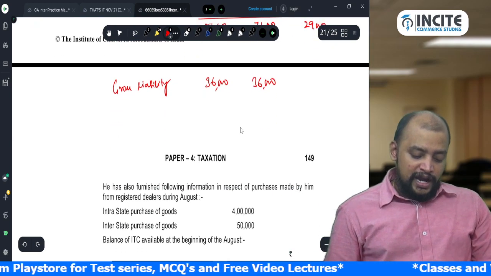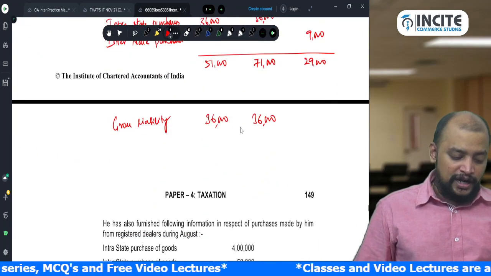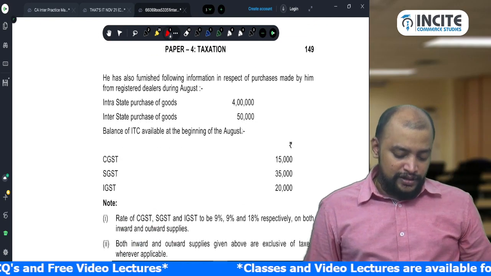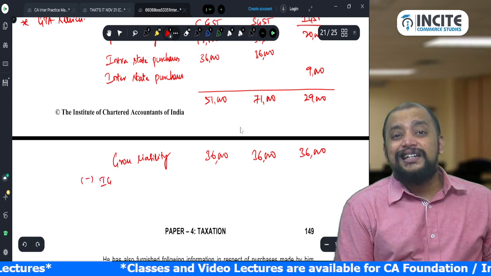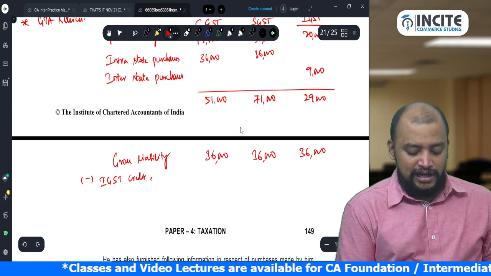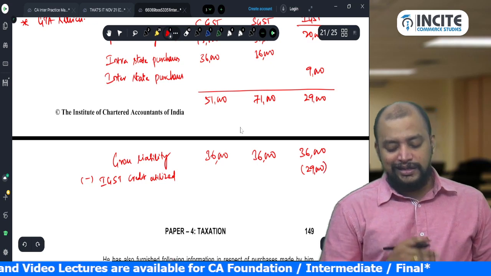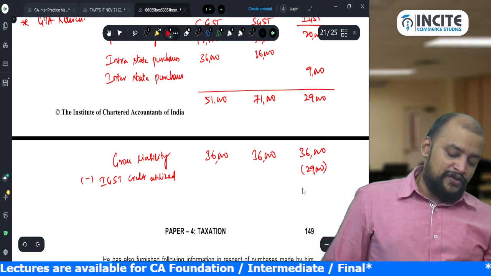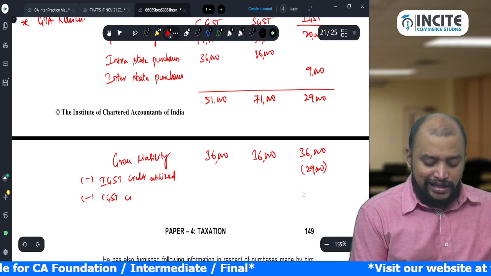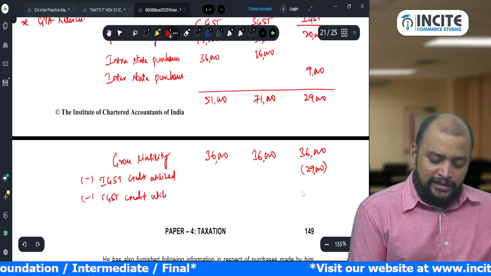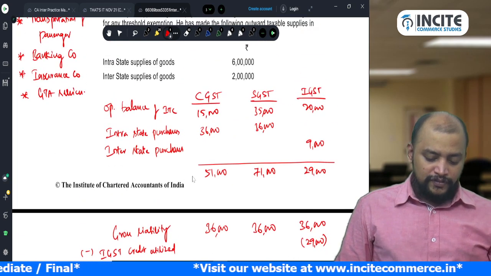And then we have interstate sales. What is the interstate supplies? 2 lakhs, so 2 lakhs into 18%. That is also 36,000. Now which credit do we need to exhaust first? Minus IGST credit utilized. What is that IGST credit? 29,000 IGST credit utilized. Once you utilize this 29,000 of IGST credit, we don't have any extra IGST credit. Minus CGST credit utilized. How much is the CGST credit that we have?